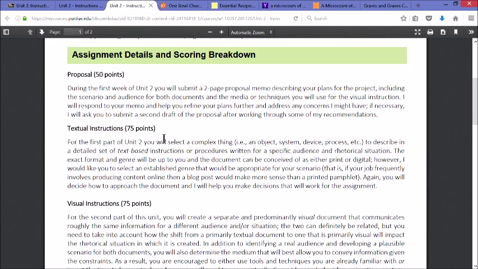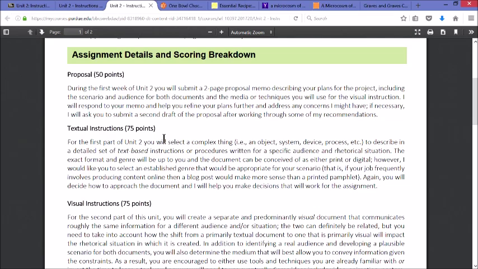The third decision that you need to make for the textual instructions is to choose a medium, print or digital, and then an established genre. Medium, in this case, is how you are presenting the information. Is it primarily going to be printed? Is it going to be printed and laminated? Is it going to be something that people access as a PDF?